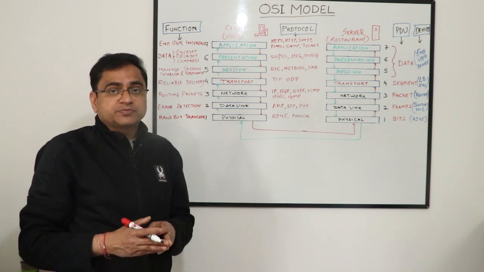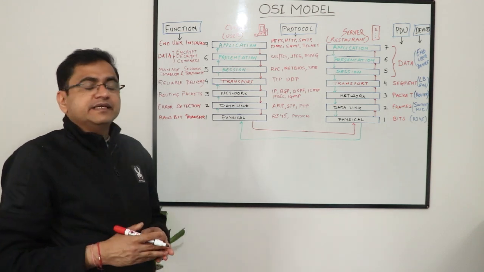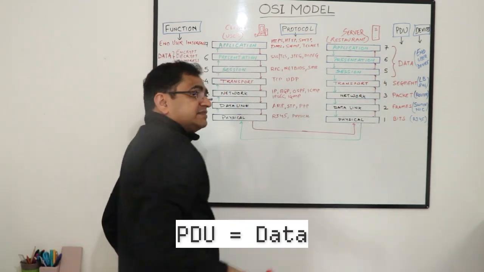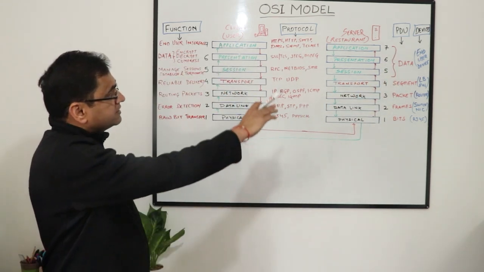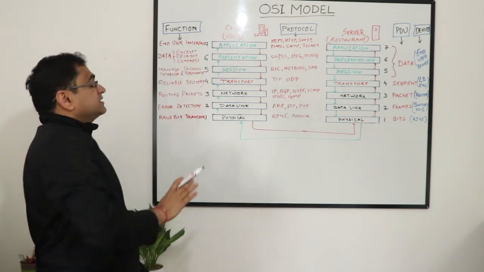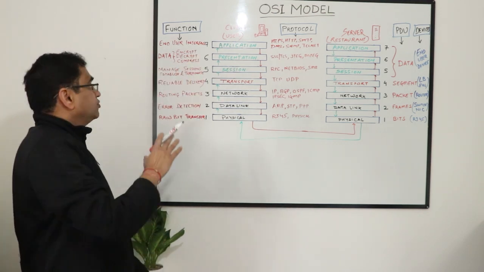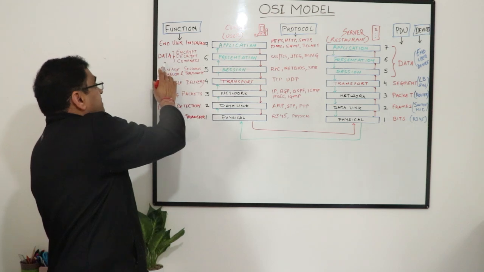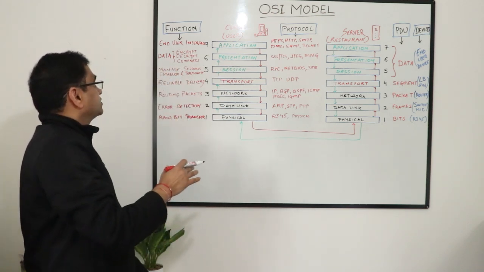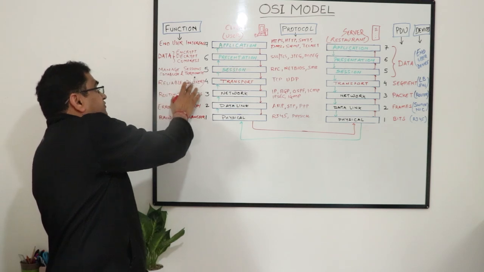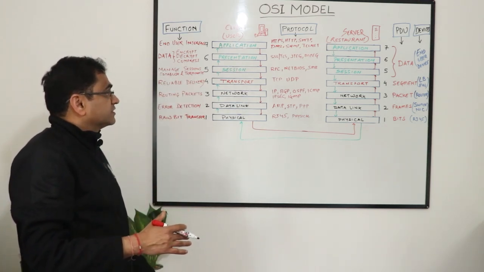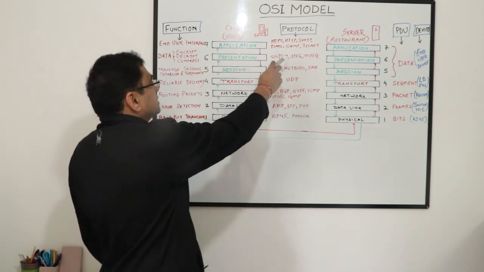So in all these 3 layers, the PDU is data, and the devices which are responsible for all these three layers are the end user devices. The function of the application layer is the end user interface. Here the end user intent is recorded. In presentation, the data is encrypted, decrypted, and compressed, while the session layer is responsible for managing sessions, like establishing and terminating sessions.